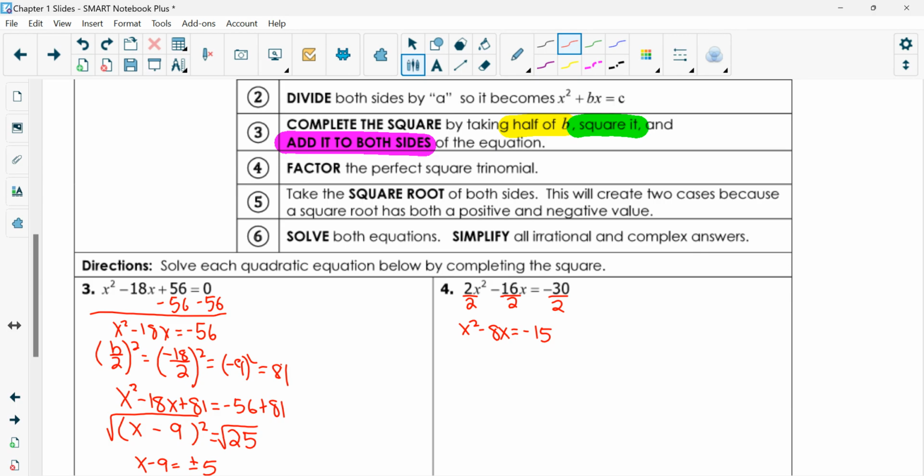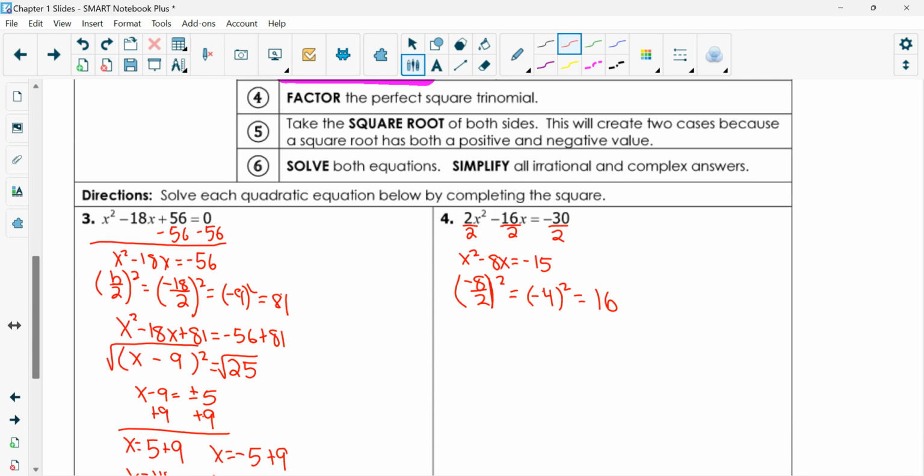Okay, so step 2 is done. We're doing our completing the square part now. So it's b divided by 2, so negative 8 divided by 2, squaring that. So that is negative 4 squared, which is positive 16. So that is what we're adding to both sides.